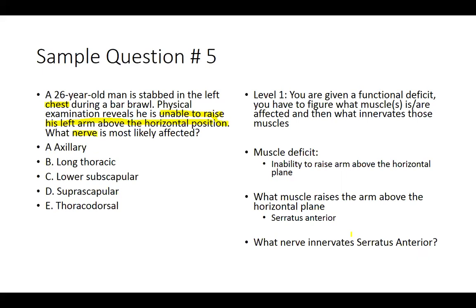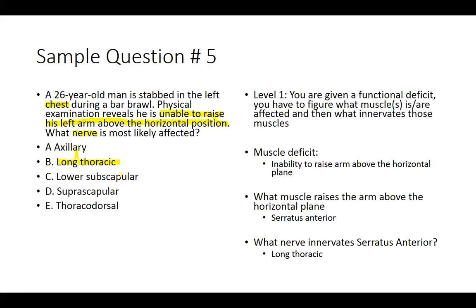Some of you guys probably by now are like, all right, it's long thoracic. That's true, right? Axillary would be your deltoid. So the question somehow said the person is unable to raise to the horizontal plane, but can initiate abduction, then it's probably your axillary because that would be involving the deltoid. If you remember, axillary also innervates the teres minor. So in that case, the person can also have weakness of lateral rotation of the arm.